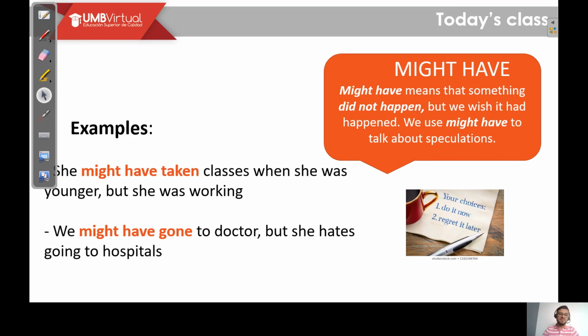wondering. Yeah, she might have taken classes. But you don't know exactly if she took extra classes or not. It's kind of wondering. She might have taken classes when she was younger, but she was working. In this case, the translation is ella debió haber tomado clases. In the previous one, it was more related to podría o debería, pero en este caso sí es debió. We might have gone to the doctor, but she hates going to hospitals.